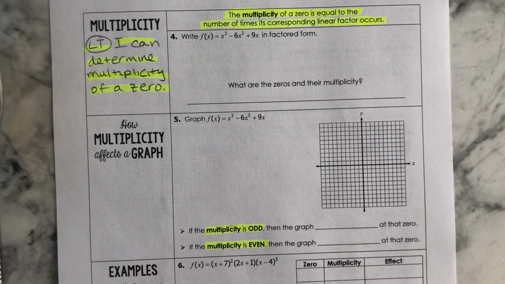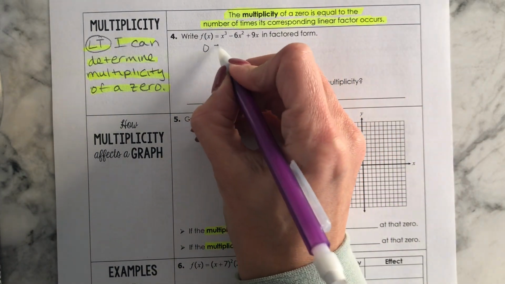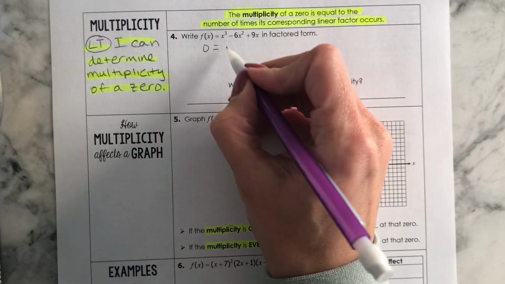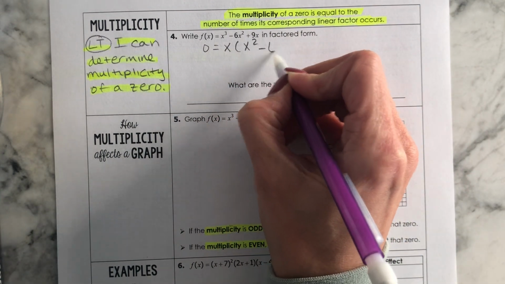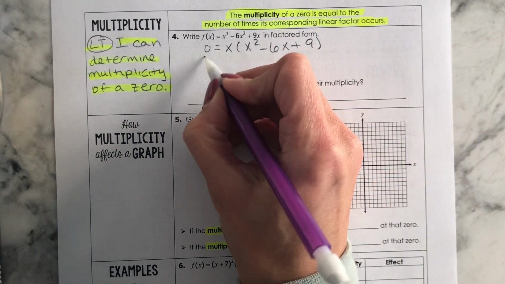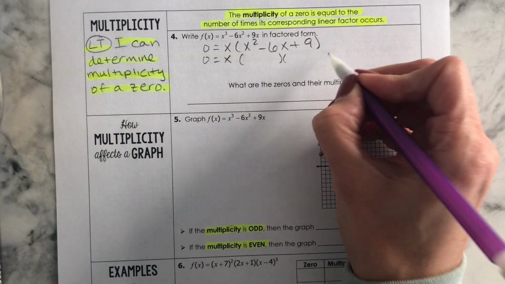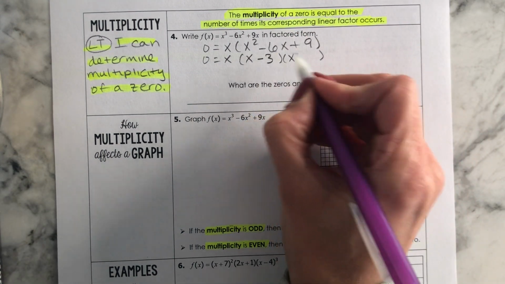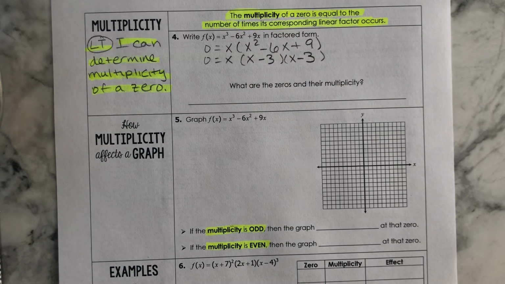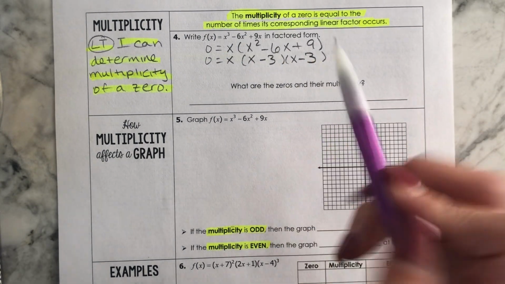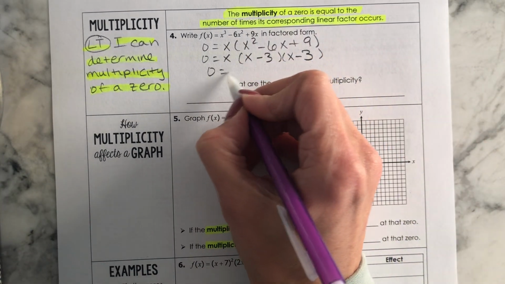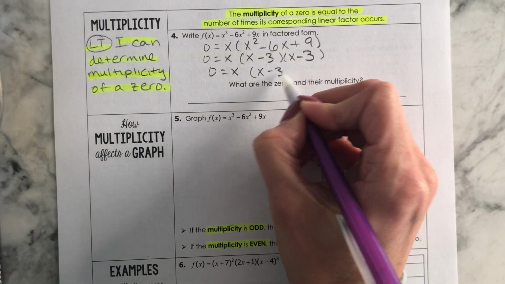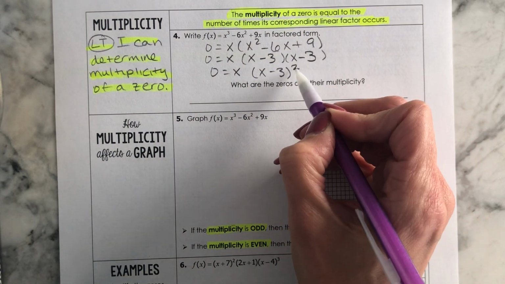So for number 4, to factor it, we would have to first take out an x. I'm going to set it equal to 0 because I'm finding the zeros. Pull out the x. And continue to factor. So I'm looking for the factors of 9 that add to -6. That's -3 times -3. And how many times does x minus 3 occur? Twice. So I can rewrite this as x times x minus 3 squared because I have 2 of them.